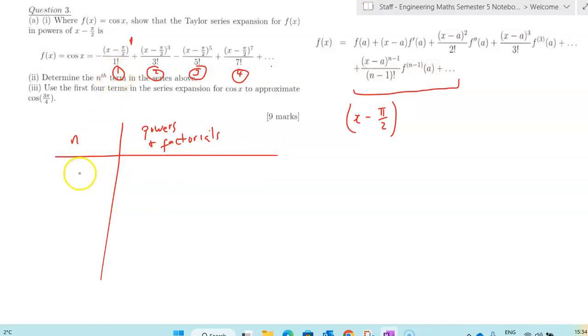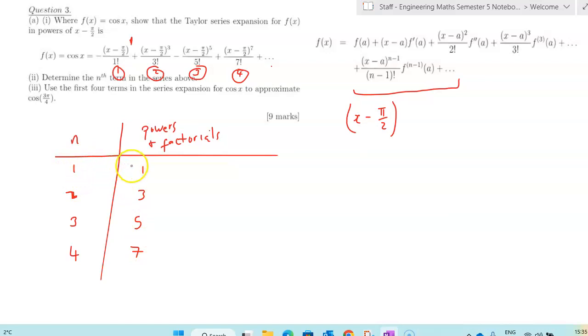So when n is 1, our powers and factorials, the value is 1. When n equals 2, the second term, the power is cubed and the factorial is 3. Sorry, second term, now that should be 2. On the third term, when n is 3, our power is to the power of 5 and the factorial is 5. And then when n is 4, the fourth term, our power is to the power of 7 and the factorial is 7. So you want to find a relationship between these.